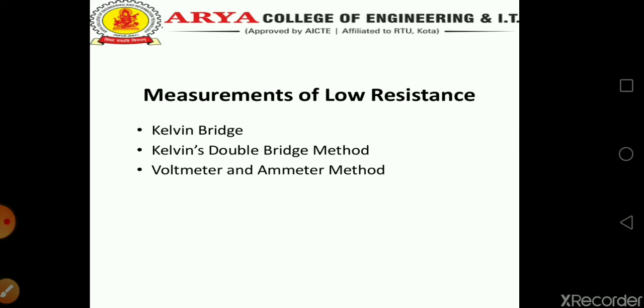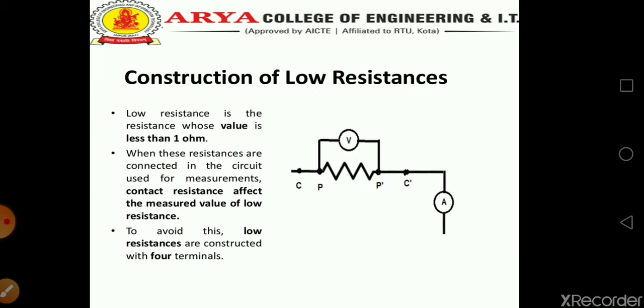Next is the measurement of low resistance. There are three methods of measuring low resistance: Kelvin bridge, Kelvin double bridge method, and voltmeter ammeter method. Construction of low resistance: low resistance is a resistance whose value is less than 1 ohm.